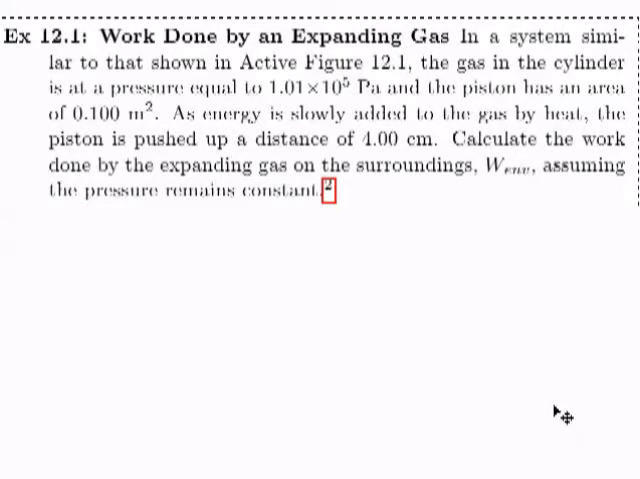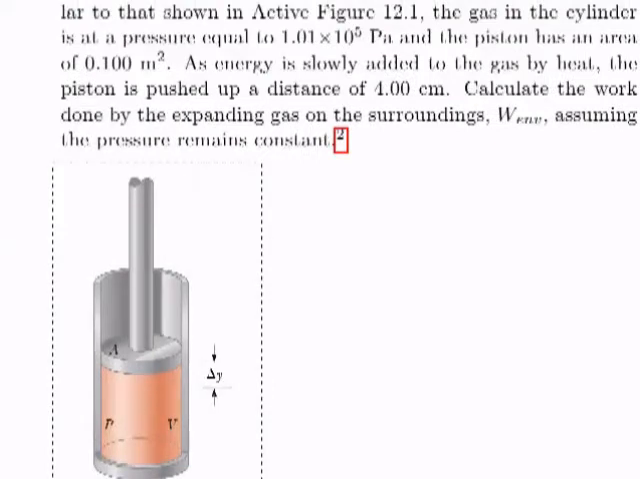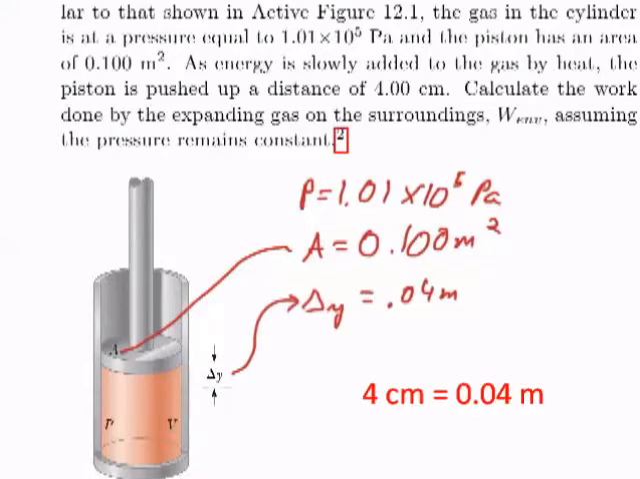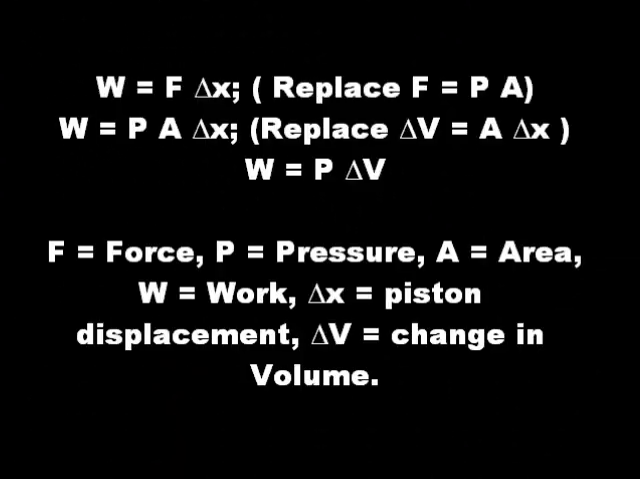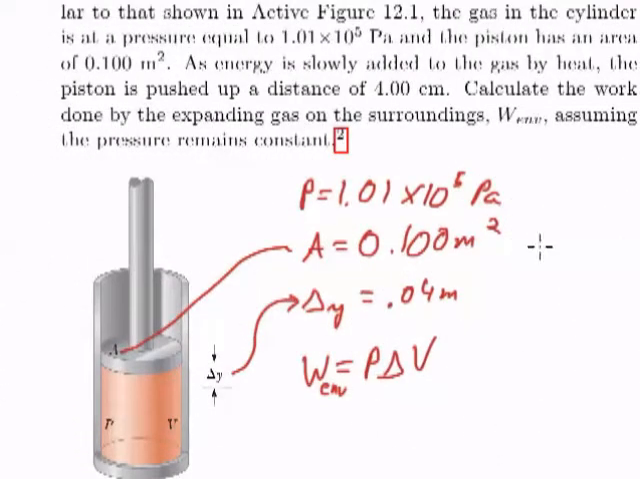In a system similar to that shown in Active Figure 12.1, the gas in the cylinder is at constant pressure equal to atmospheric pressure, 1.01 times 10 to the 5th pascals, and the piston has an area of 0.1 meters squared. As energy is slowly added to the gas by heat, the piston is pushed up by a distance of 4 centimeters. Calculate the work done by the expanding gas on the surroundings. Work on the environment, assuming that the pressure remains constant.